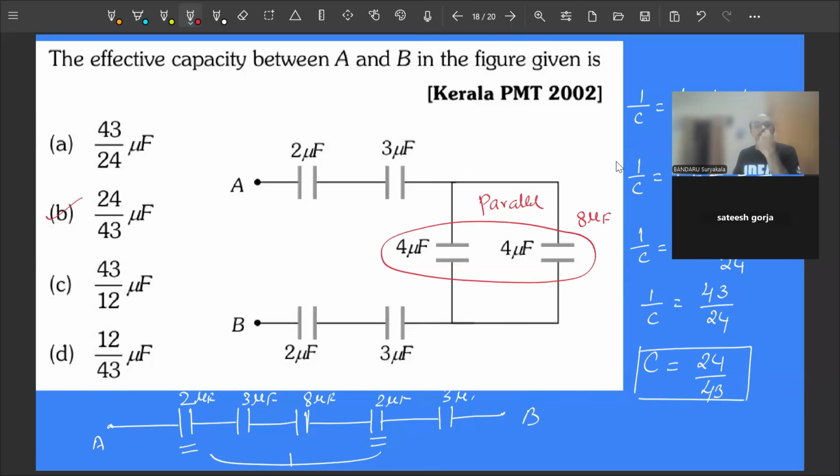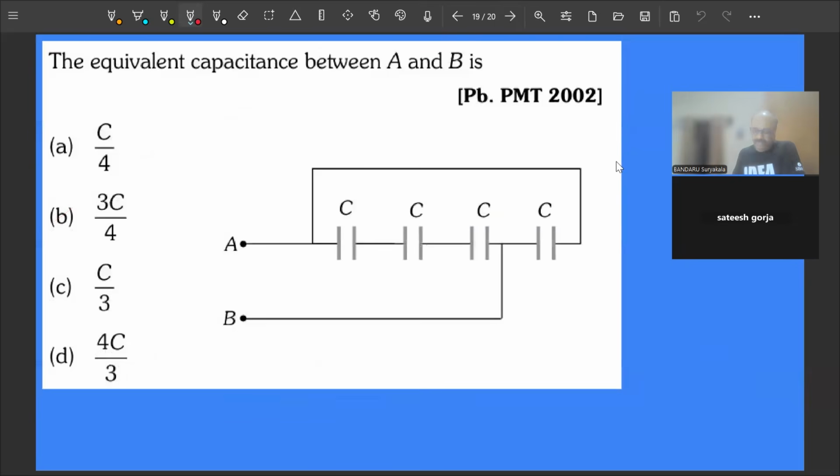Now here we can eliminate a few options, option A and option B. Among the given capacitors, the least value is 2 microfarad. When they're connected in series, the answer should be less than 2, we want. So option 1, 24, 2 is 48. So this is the way we can solve the problem. Okay. Next.